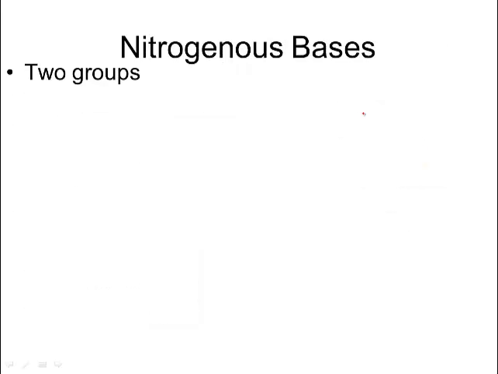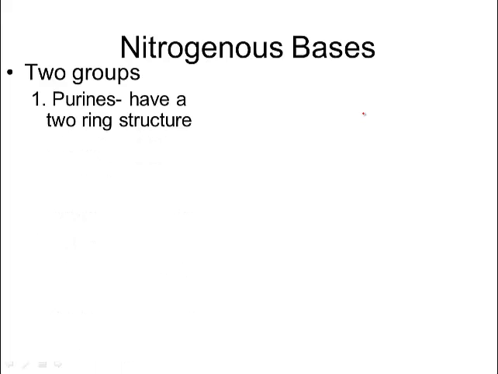Now, the nitrogenous bases are a little bit different. There are two groups of nitrogenous bases. The first group are called purines, and purines have a two-ring structure to them. So there are two types of purines. They are called adenine and guanine.